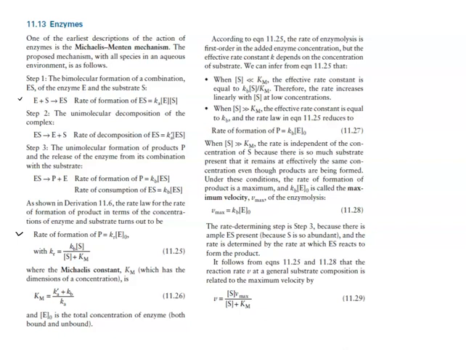So K sub M equals (K sub A prime plus K sub B) over K sub A. And the concentration of enzyme initial is the total concentration of enzyme, both bound and unbound. So according to equation 11.25, which we're seeing right here, the rate of enzymolysis is first order in the added enzyme concentration, but the effective rate constant, K, depends on the concentration of substrate.